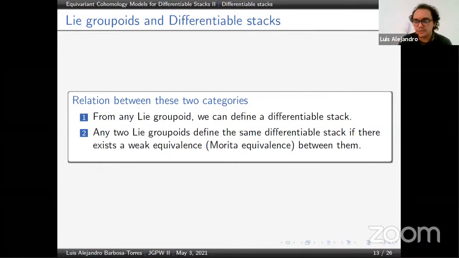So it's important to say that if you want to define something on differential stacks in a way that uses the Lie groupoid, you need to check first that these objects are Morita invariant with respect to the Lie groupoids, okay? So when you want to define cohomology, you need to define cohomology that is Morita invariant with respect to the Lie groupoids, okay?